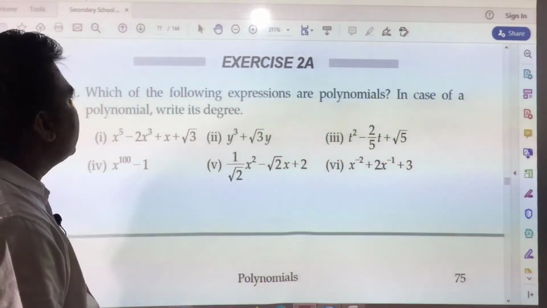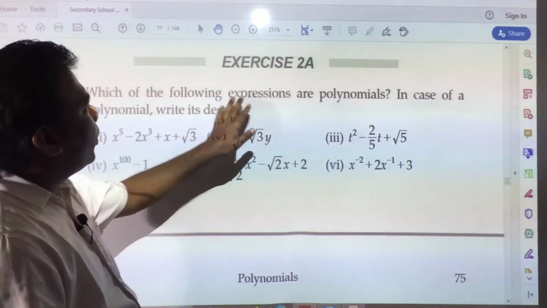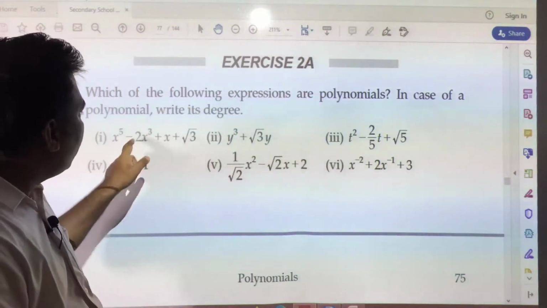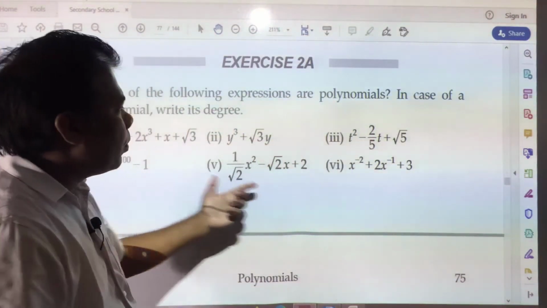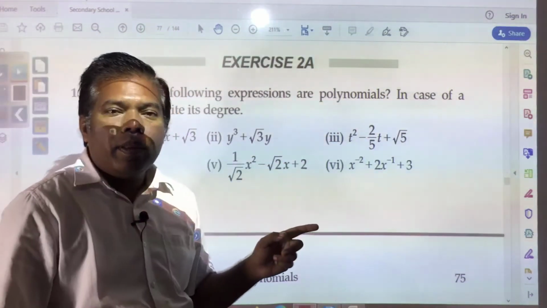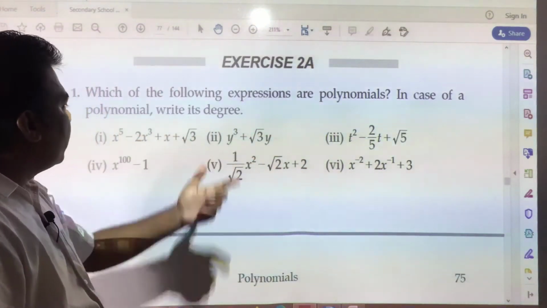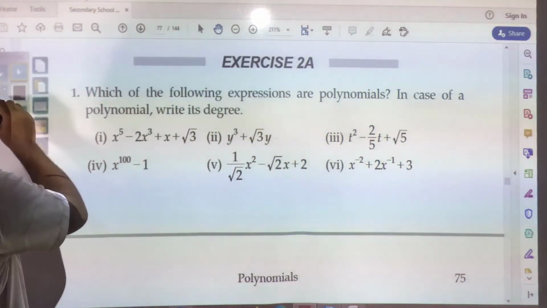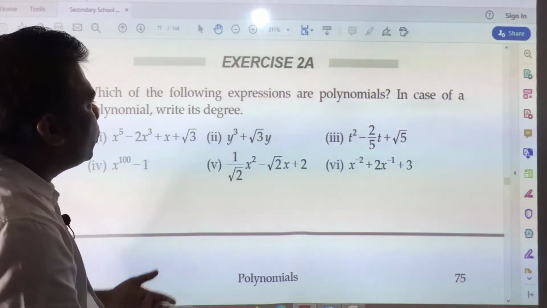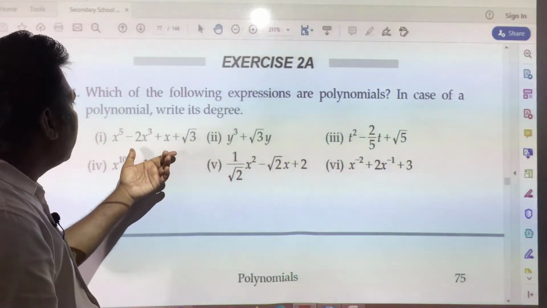Here you have exercise 2A, and the first question is, which of the following expressions are polynomials. So, you need to find out which of these expressions are polynomials. In case of a polynomial, write its degree. So, if it is a polynomial, you need to write the degree of the polynomial also. Last day when we had discussed, you might have understood, and definitely you must have understood, and you might be remembering also.